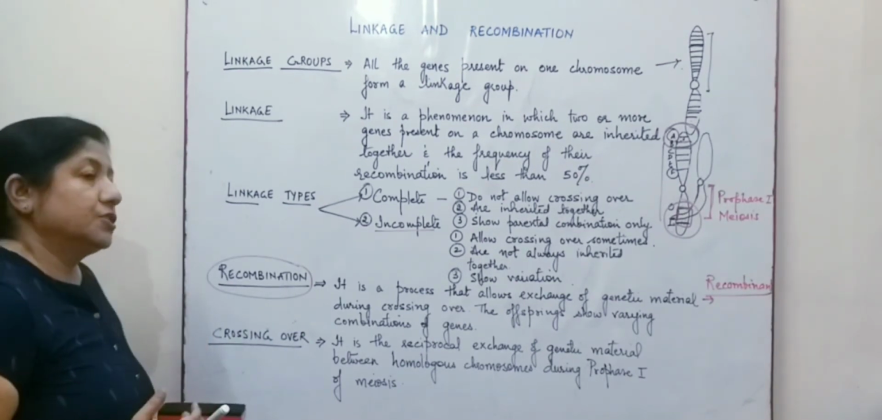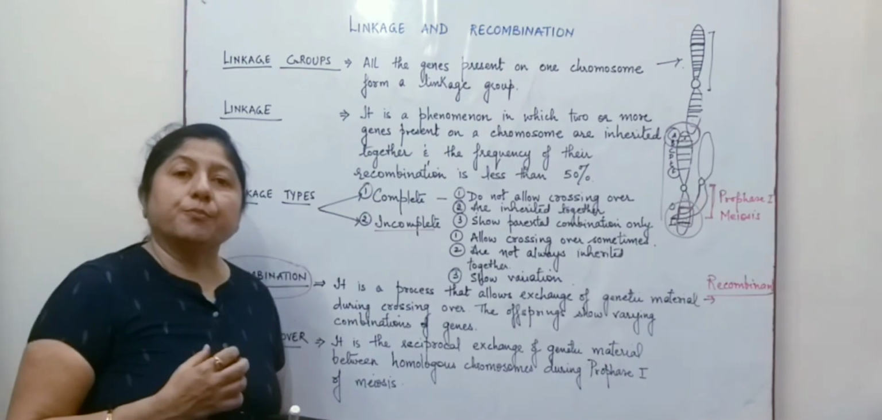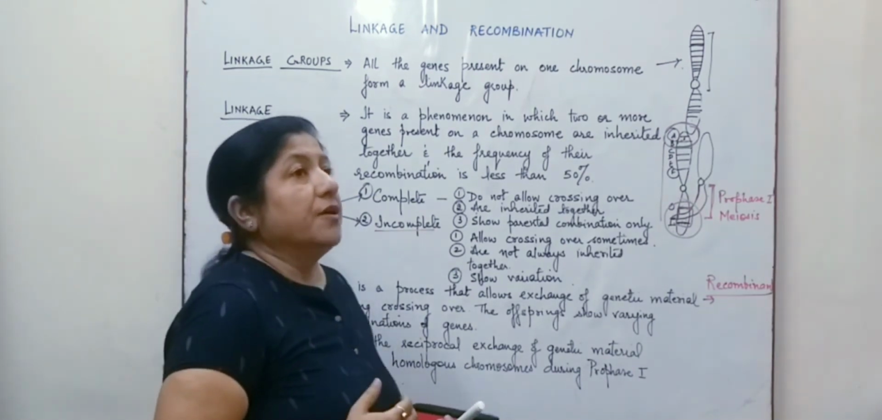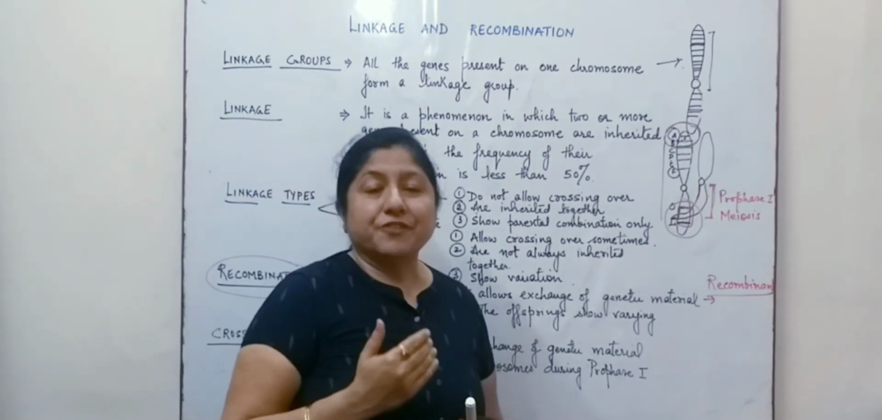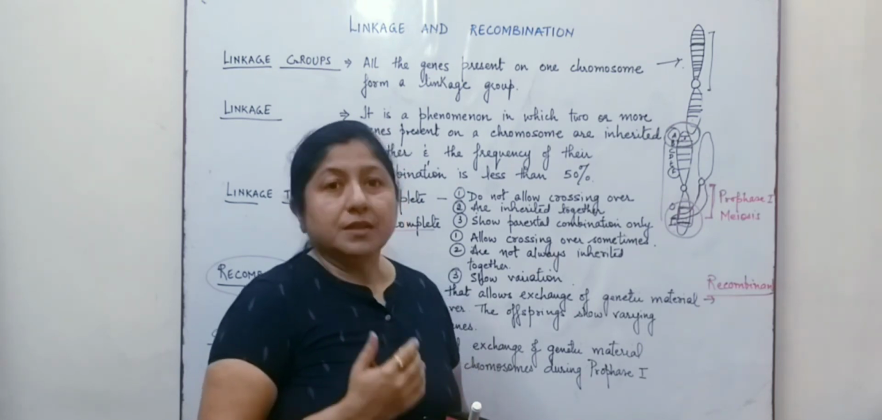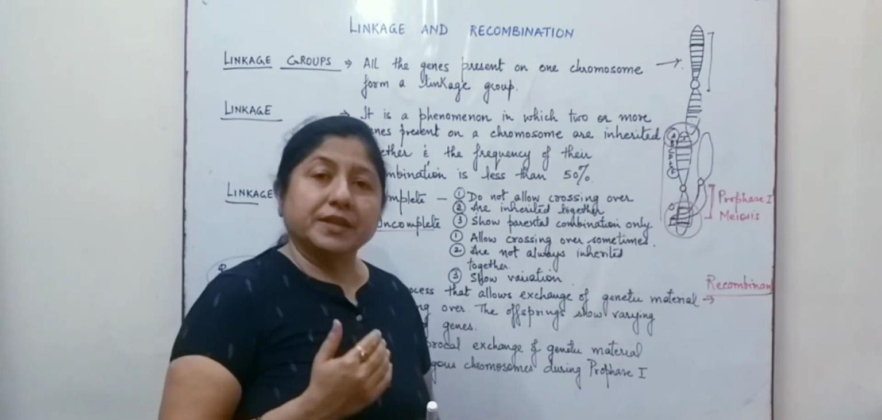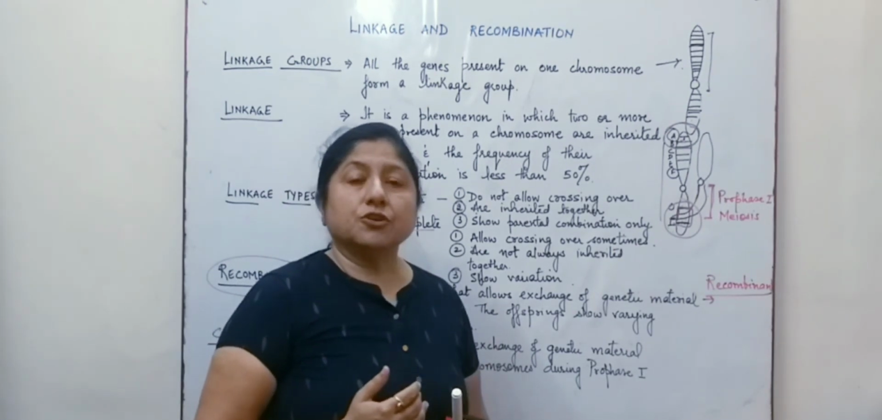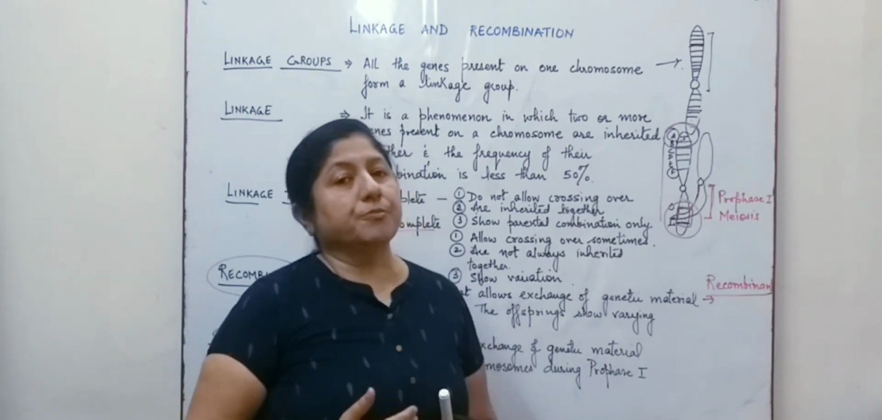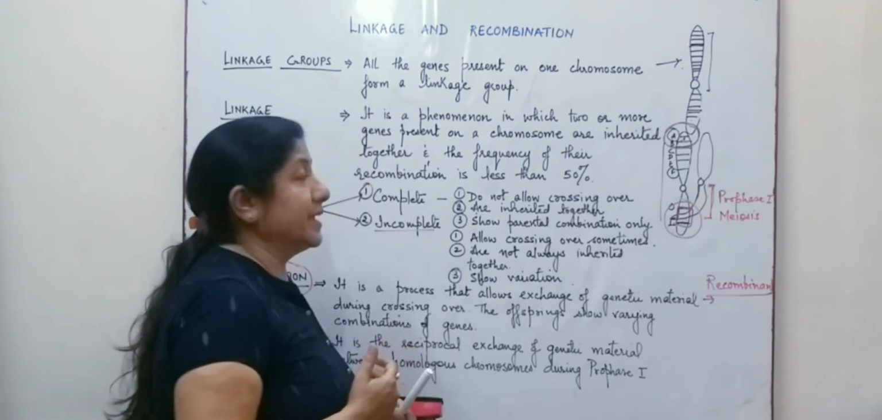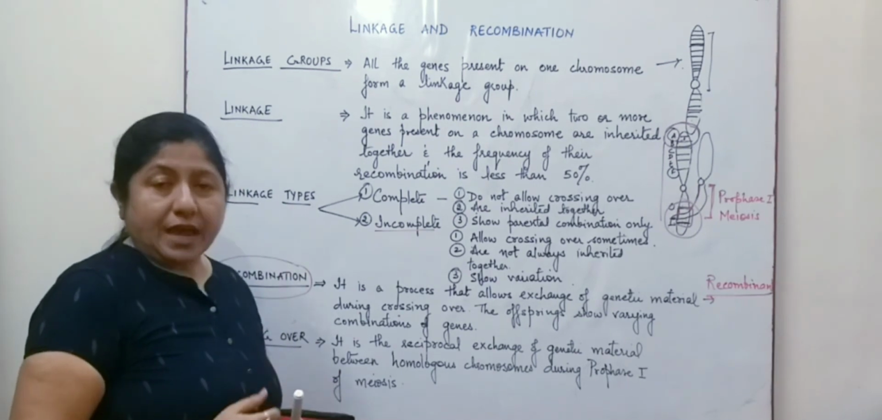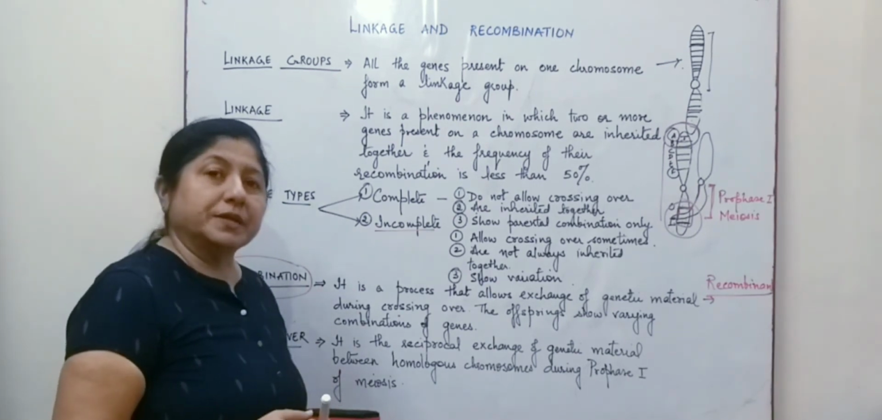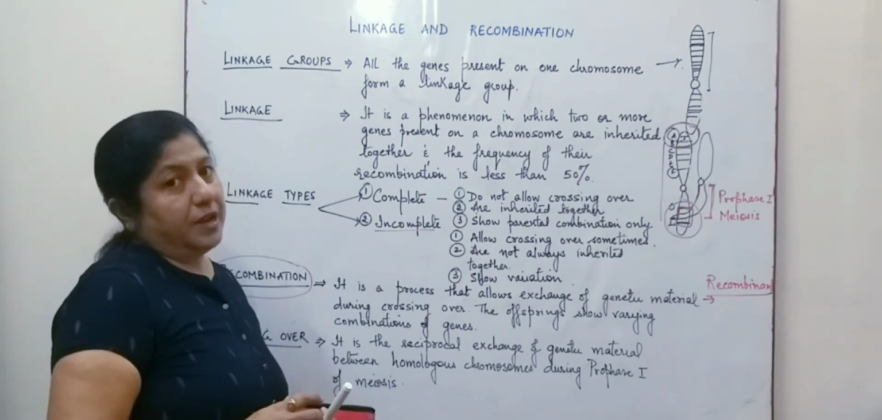Recombination and crossing over are important because we come to understand the variability which is seen in the population. In the next video, we are going to talk about Morgan's contribution to our understanding of linkage and recombination through his experiment on Drosophila melanogaster.